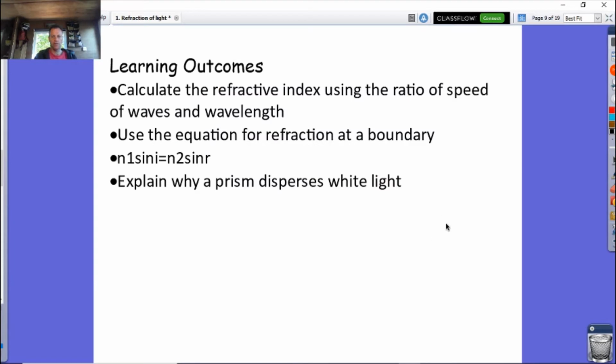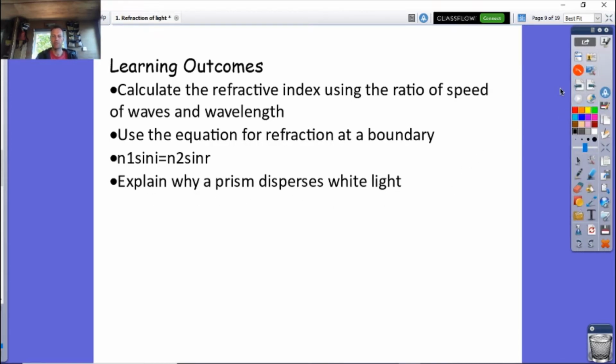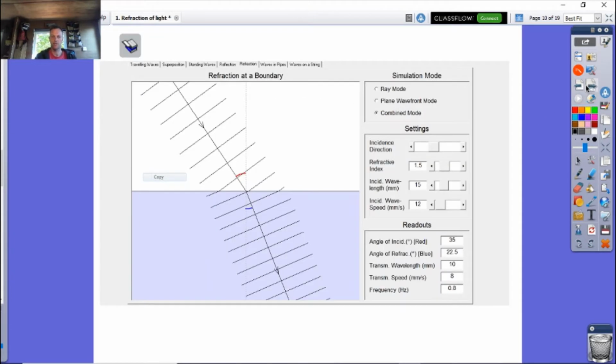And I'm going to go through how the refractive index is linked to the ratio of speeds and wavelength. We're going to start by looking at an equation for refraction at a boundary, n1 sine i equals n2 sine r, and explain why a prism disperses white light. I'll probably have to make this video in two halves.